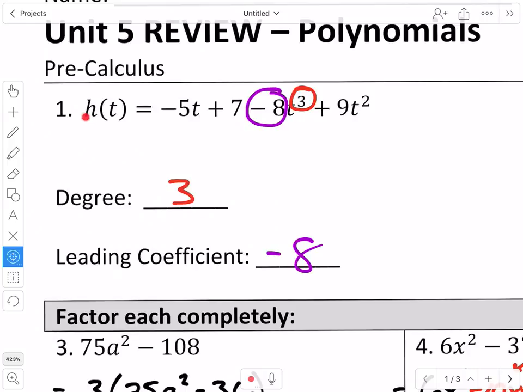So the directions for number 1 is find the degree of the polynomial. So you find the term that has the biggest exponent, which is a 3, and that's the degree. The leading coefficient is the number that you're multiplying by the variable that has the biggest exponent. So in this case, it's a -8.